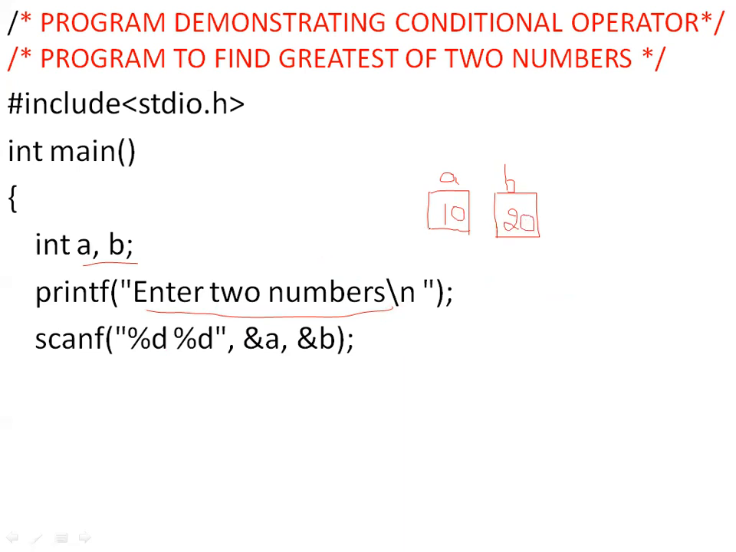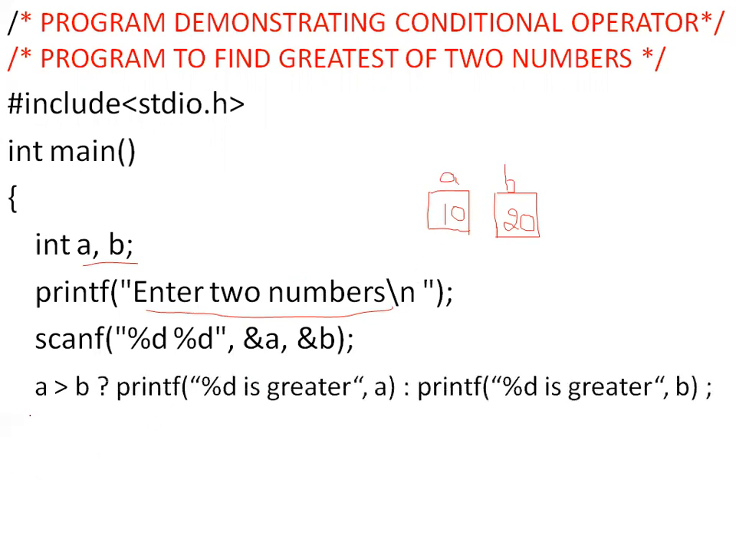So the two numbers entered by the user, 10 and 20, will be stored into the memory locations of A and B in this way. Now we need to find which one is greater. We can use a conditional operator to get the greatest of these two numbers. So what is the condition to be used here? A greater than B, question mark.